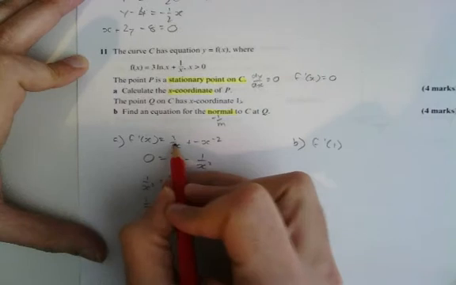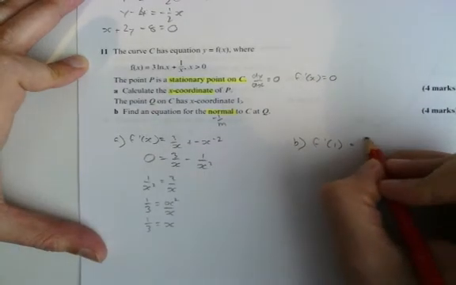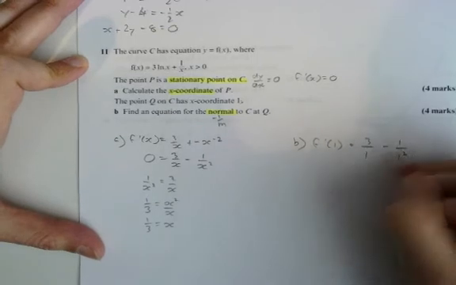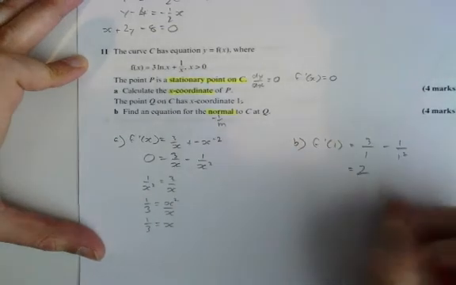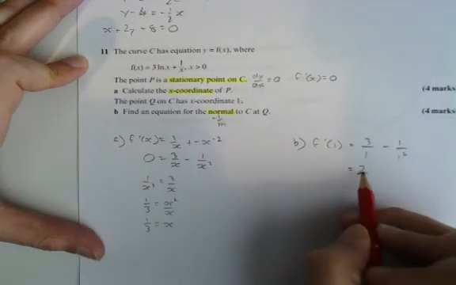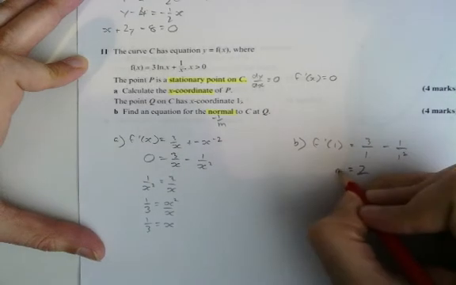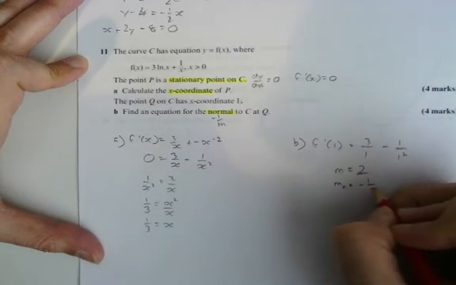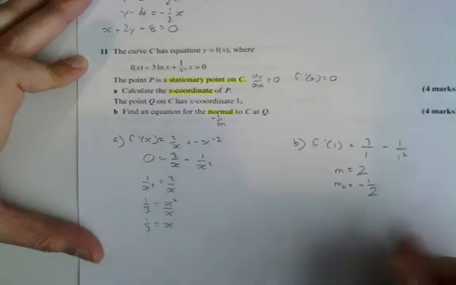Okay, so I'm going to do f dash of 1, that means sub 1 into this thing. That will equal 3 over 1 minus 1 over 1 squared. So we've got 3, take away 1, which means it's 2. Because it's the normal, I'm not going to use that. That's effectively the gradient of the tangent at that point. I want the gradient of the normal, so that will be minus 1 over 2.